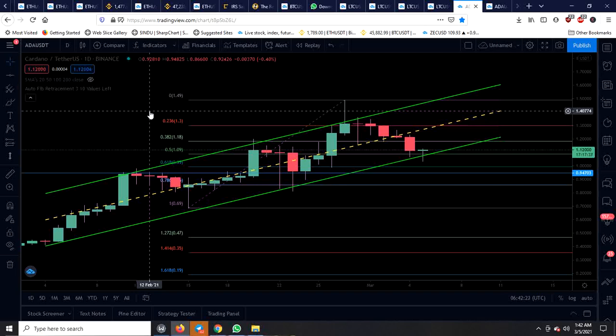In today's tutorial, we will be covering Cardano. Okay? Specifically, we're going to cover the ascending channels that I think is there, a Fibonacci retracement, the 20-day SMA, and also supports and resistances as well.